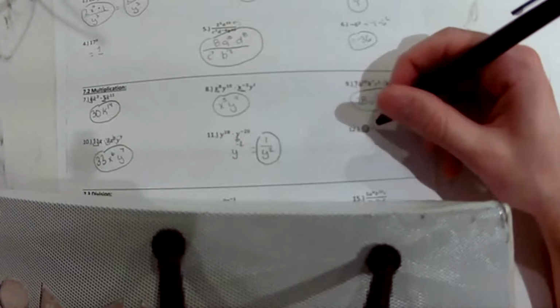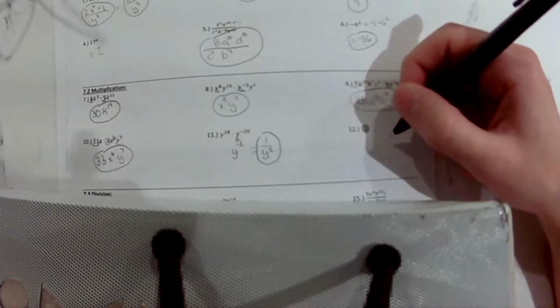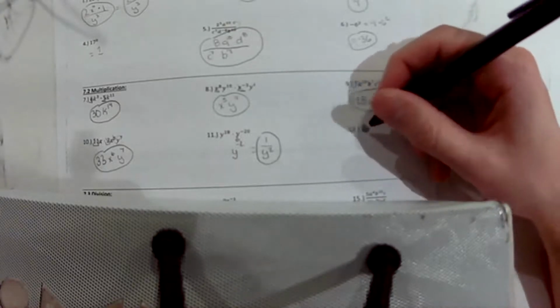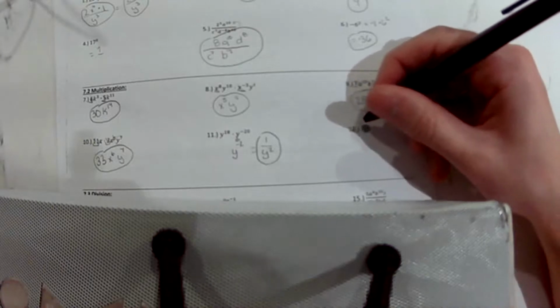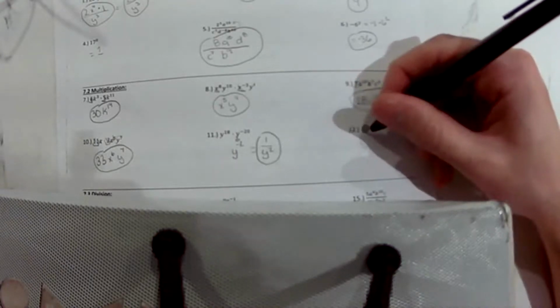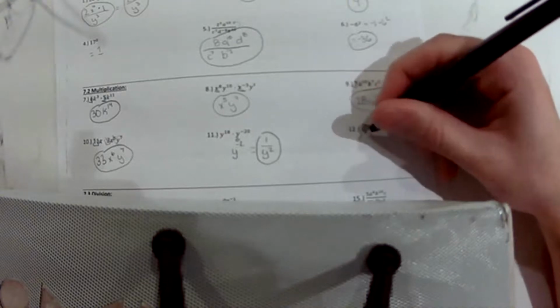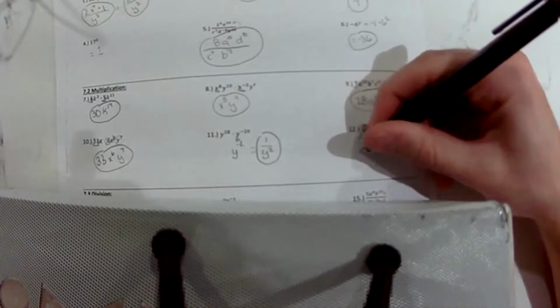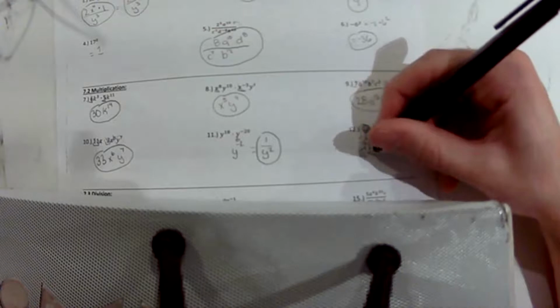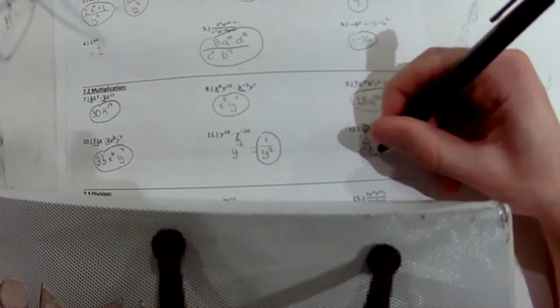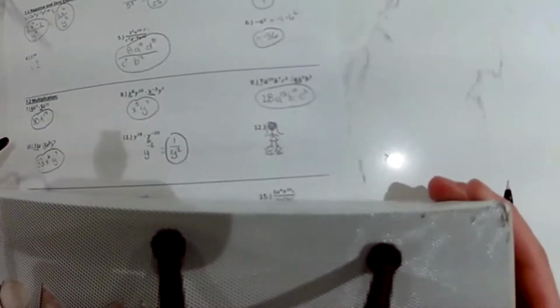All right, and then 12 is just a smiley face, so we'll make this into, I don't know, a person ice skating because of the Olympics. Nice. Okay, there's my little person ice skating.